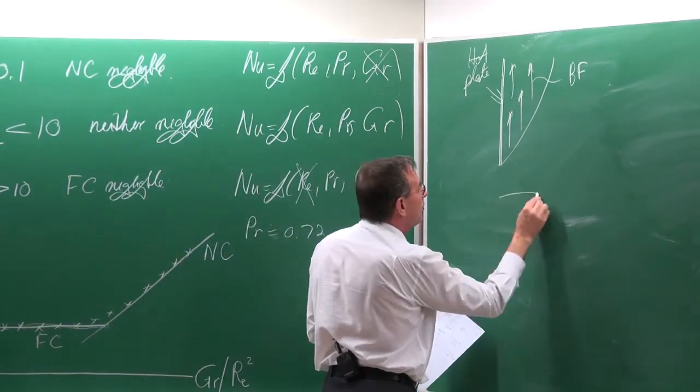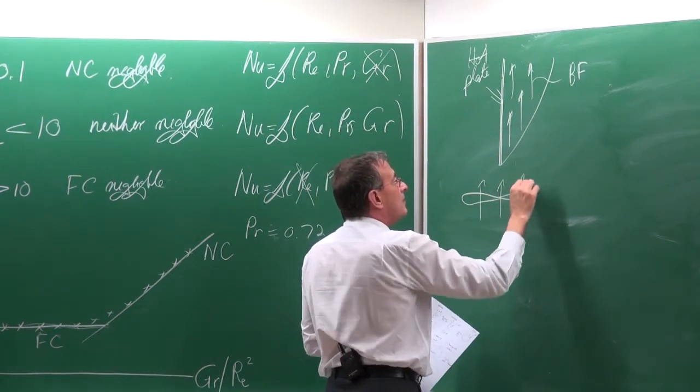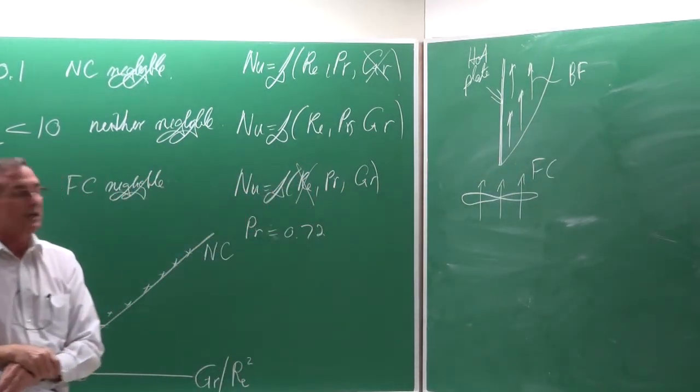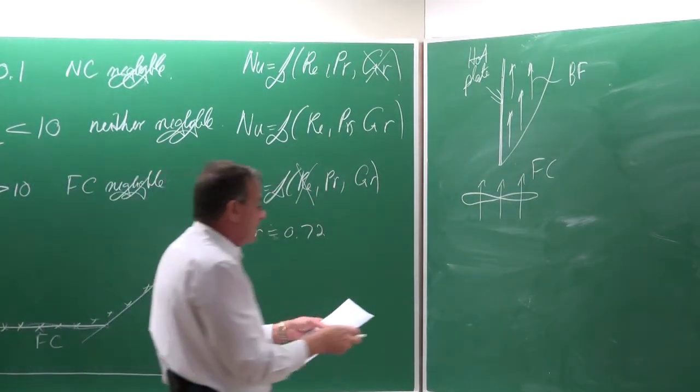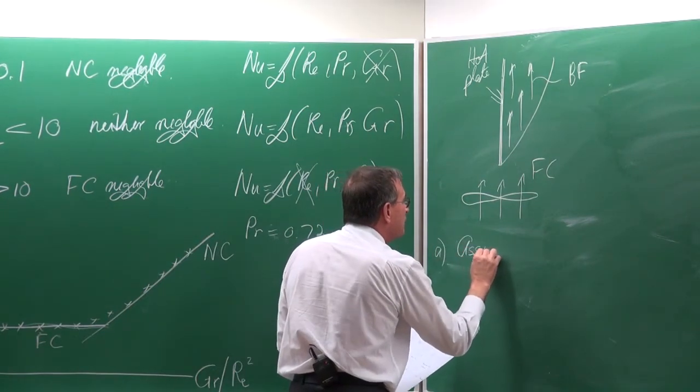If we would now add a fan here, and the forced convection forces are also going in an upward direction, then we will call this type of situation assisting flow.